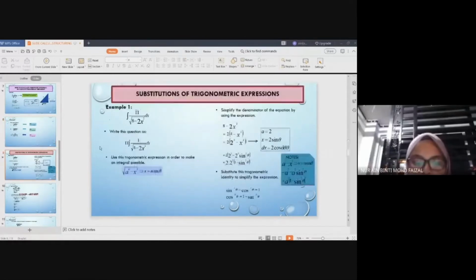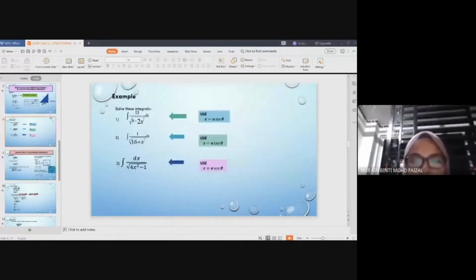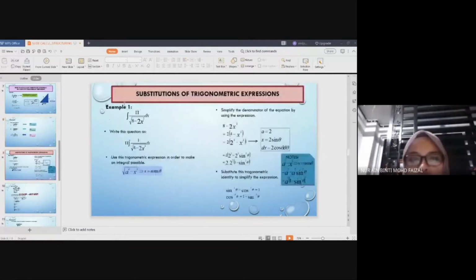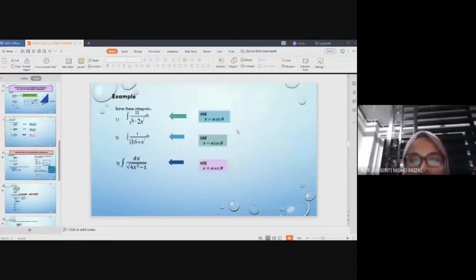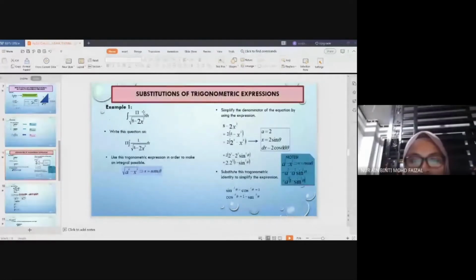Next. I will explain how to use the trigonometric expressions from the previous slide in the integral equation. Now for all the integral equations we can use this expression, but let's see this indefinite integral, which is the square root of 8 minus 2x squared. Okay, let's see.